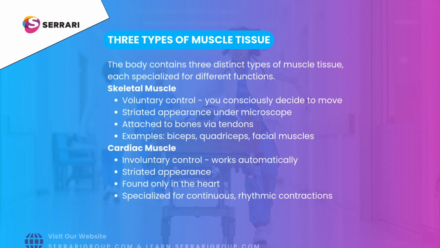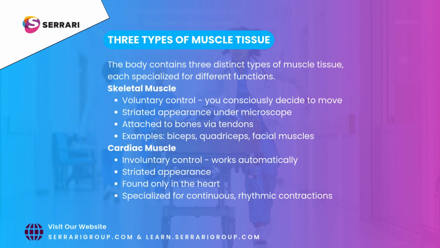Three types of muscle tissue. The body contains three distinct types of muscle tissue, each specialized for different functions. Skeletal muscle: voluntary control, you consciously decide to move. Striated appearance under a microscope. Attached to bones via tendons. Examples: biceps, quadriceps, facial muscles.